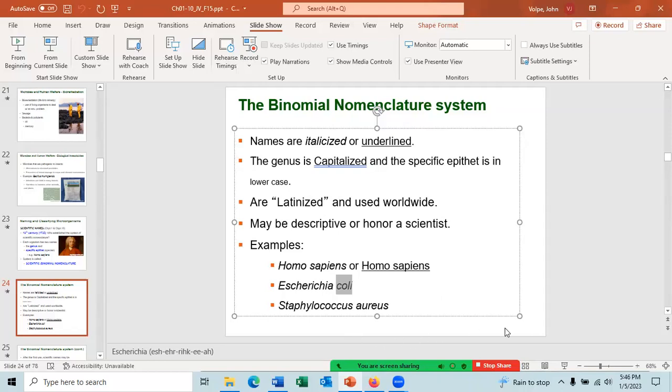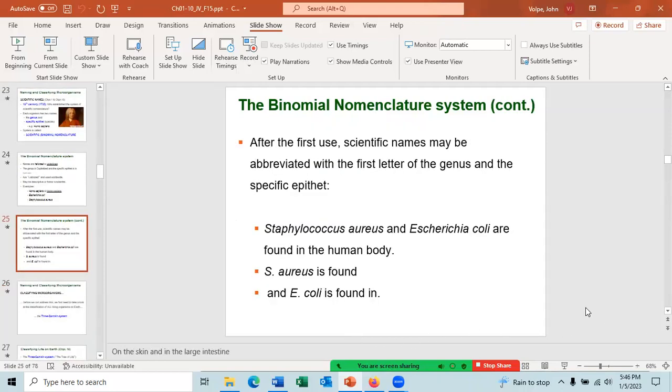All right, any question about any of that? After the first use of a scientific name, the name can be abbreviated with the first letter of the genus and then the specific epithet. So after using Escherichia coli the first time, you can then abbreviate it E. coli. And E. coli is so well known and so well used that even scientists will frequently just call it E. coli. So this is actually an error, but it is an exception, and that's because it's so well known.